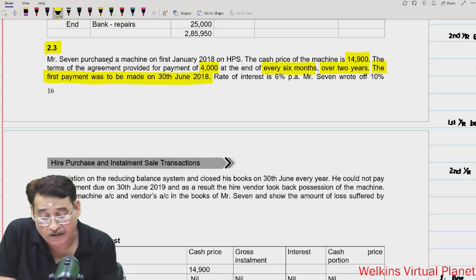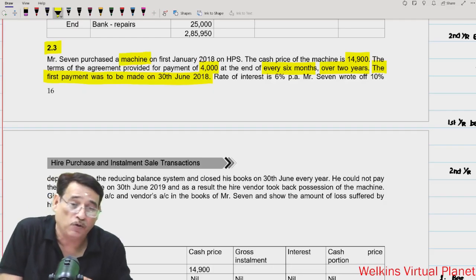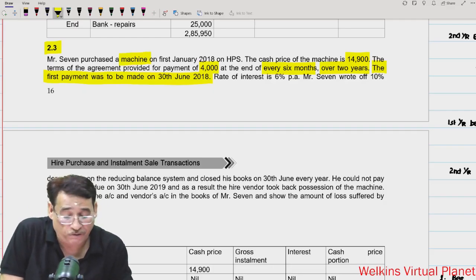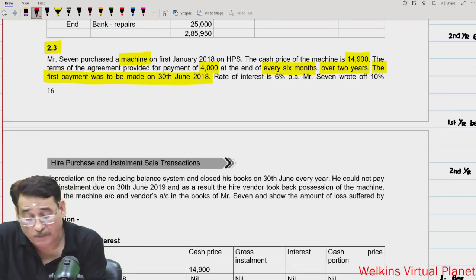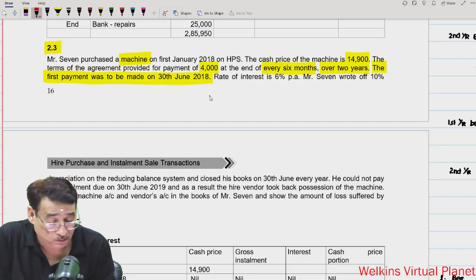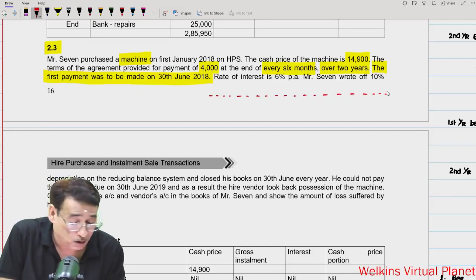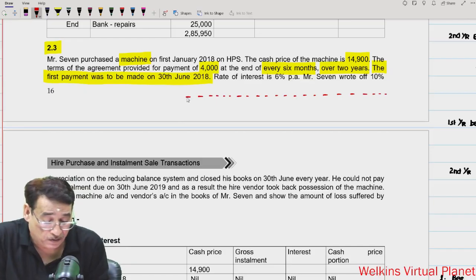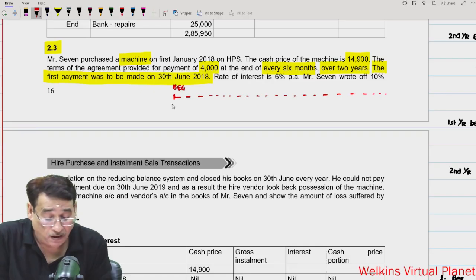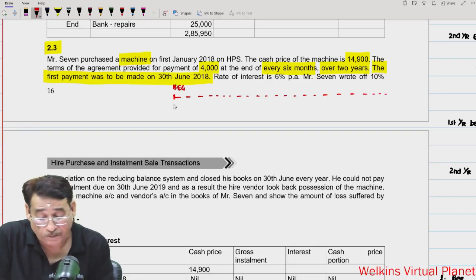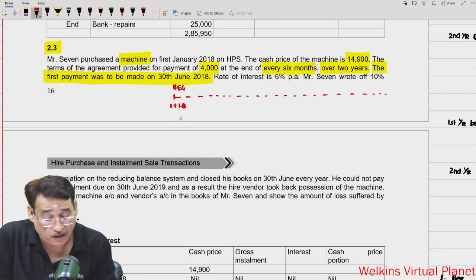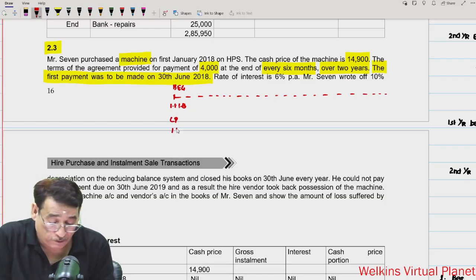Now pay attention. This time, the machine was purchased on 1st of January 2018. Just to make the point a little bit more clear, in this case, what is happening? This is the beginning of the first year. Correct? That is 1st of January 2018. On this date, we purchased an asset having a cash price of 14,900.